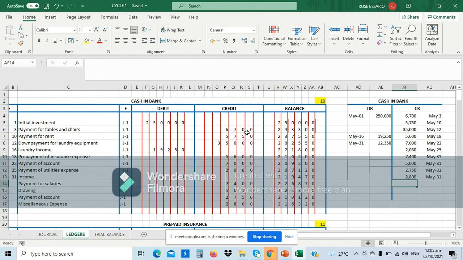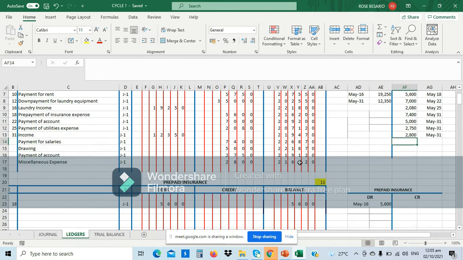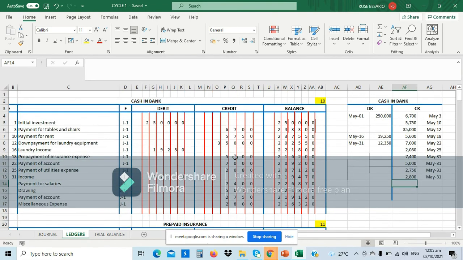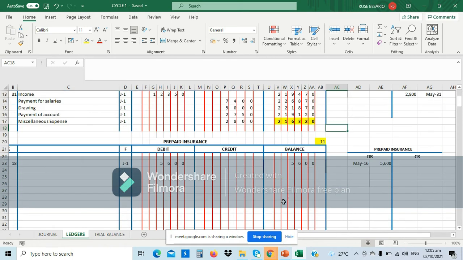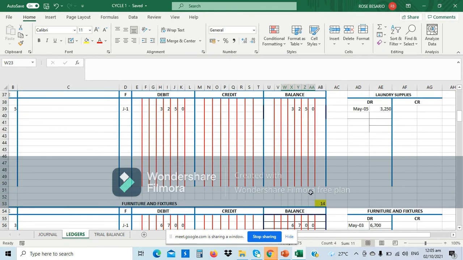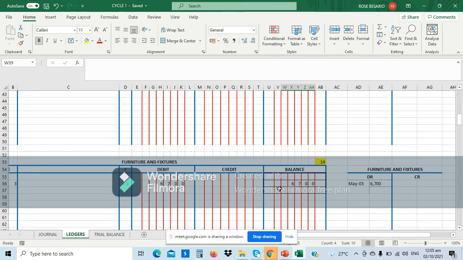Now for the three column ledger, actually what we do next is we need to foot the account and get the balance. But for the three column ledgers, there's no need for us to foot and get the balance because what we have here are running balances. So we just highlight the running balances. Okay, so for cash, we have 2016 320. For prepaid insurance, we only have one entry, 56. For supplies, laundry supplies, we also have one entry, 3250. Then for furniture and fixtures, we have one entry, 67.